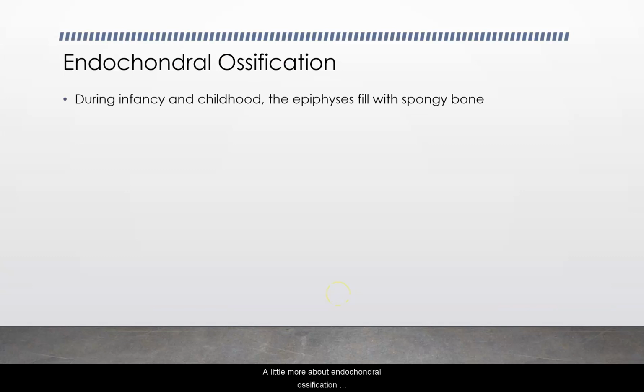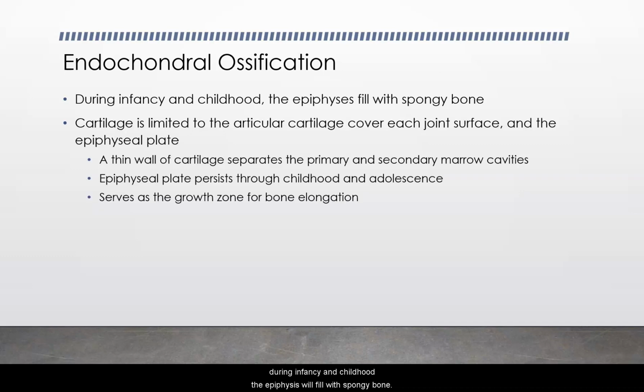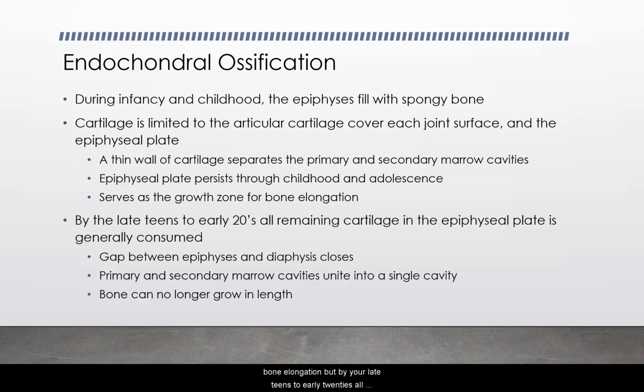A little more about endochondral ossification. During infancy and childhood, the epiphysis will fill with spongy bone, and cartilage is limited to the articular cartilage cover of each joint surface and the epiphyseal plate. A thin wall of cartilage separates the primary and the secondary marrow cavities.